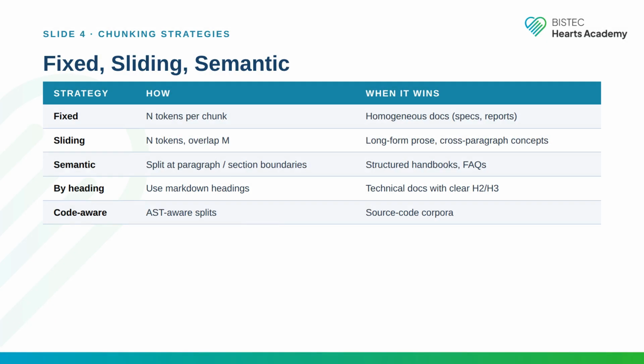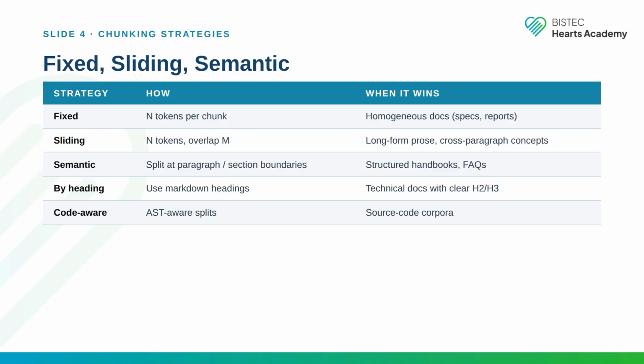Chunking strategies. Fixed: n tokens per chunk, good for homogeneous documents like specs and reports. Sliding: n tokens with overlap m, good for long-form prose and cross-paragraph concepts. Semantic: split at paragraph or section boundaries, good for structured handbooks and FAQs.